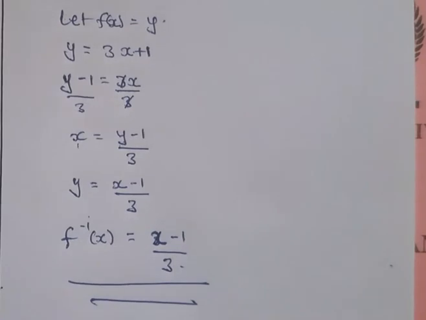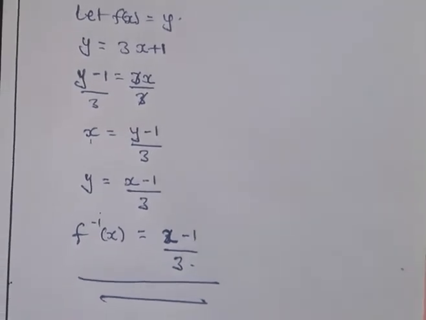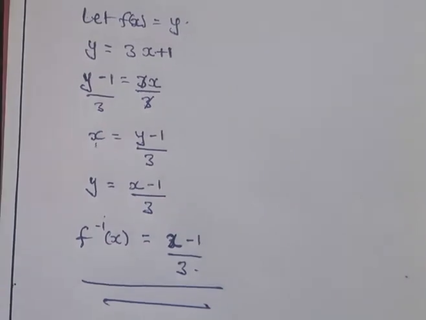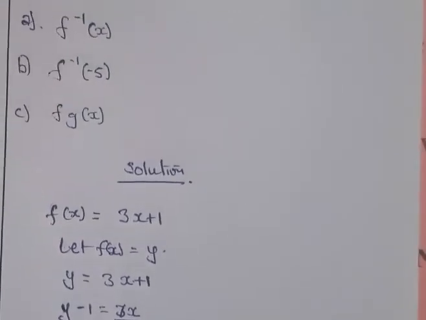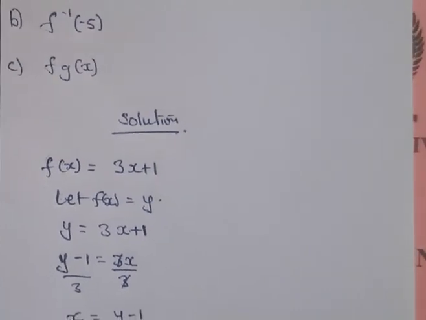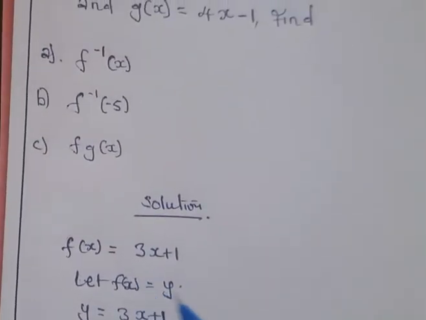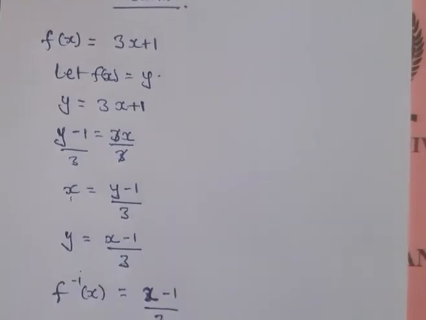And that's it. It's actually simple. I just took long because I wanted to explain even what is involved there. So this is the answer for the first one. And the second one, they are saying find the inverse of -5. So we just use this formula. We've already found the inverse of f of x, so we just need to use this same formula there.